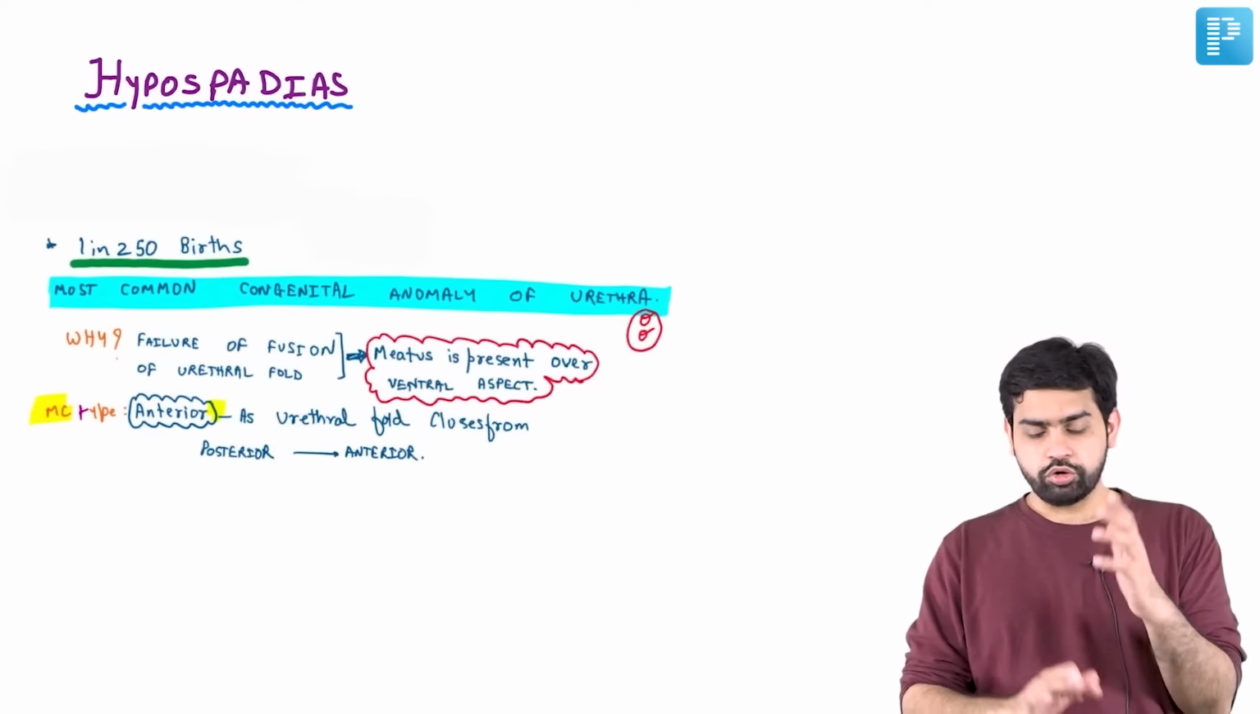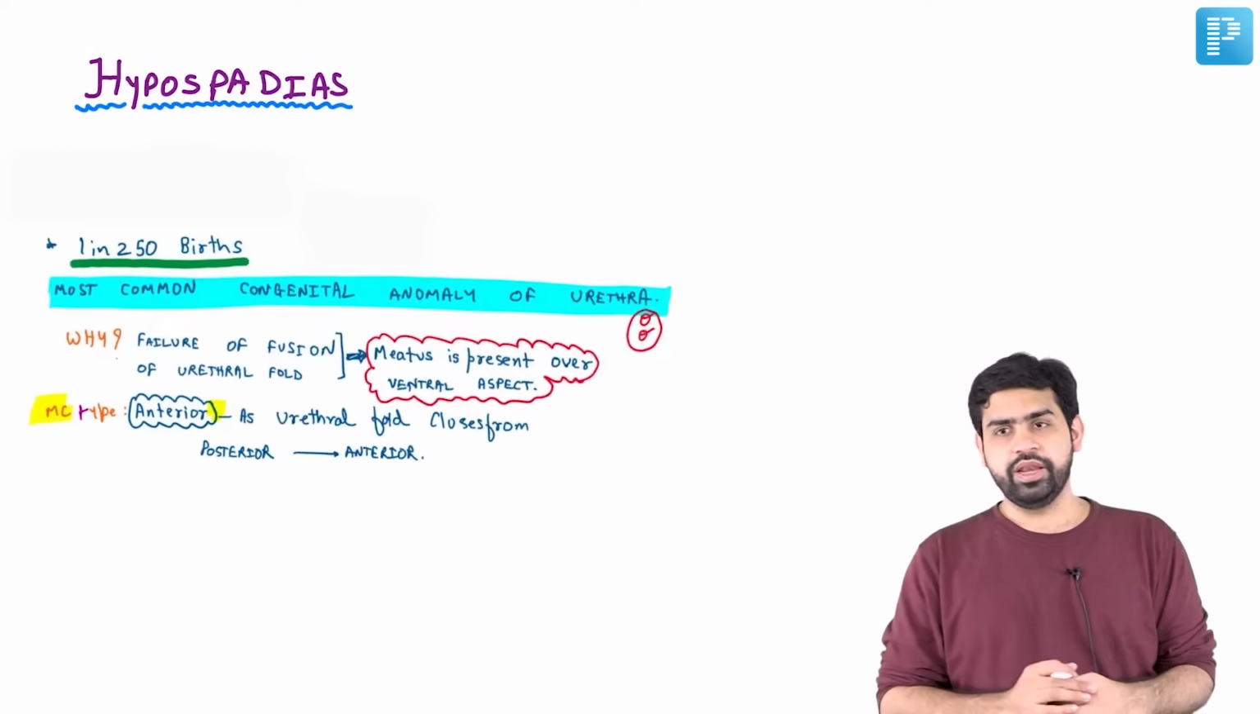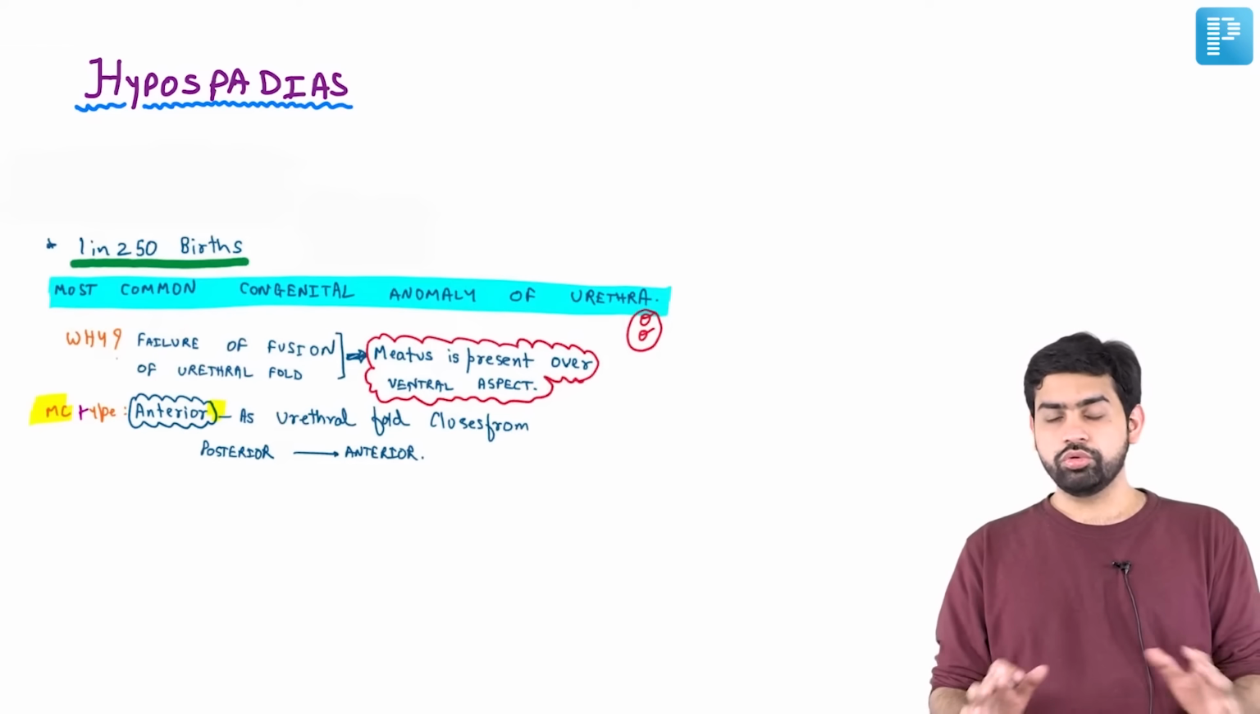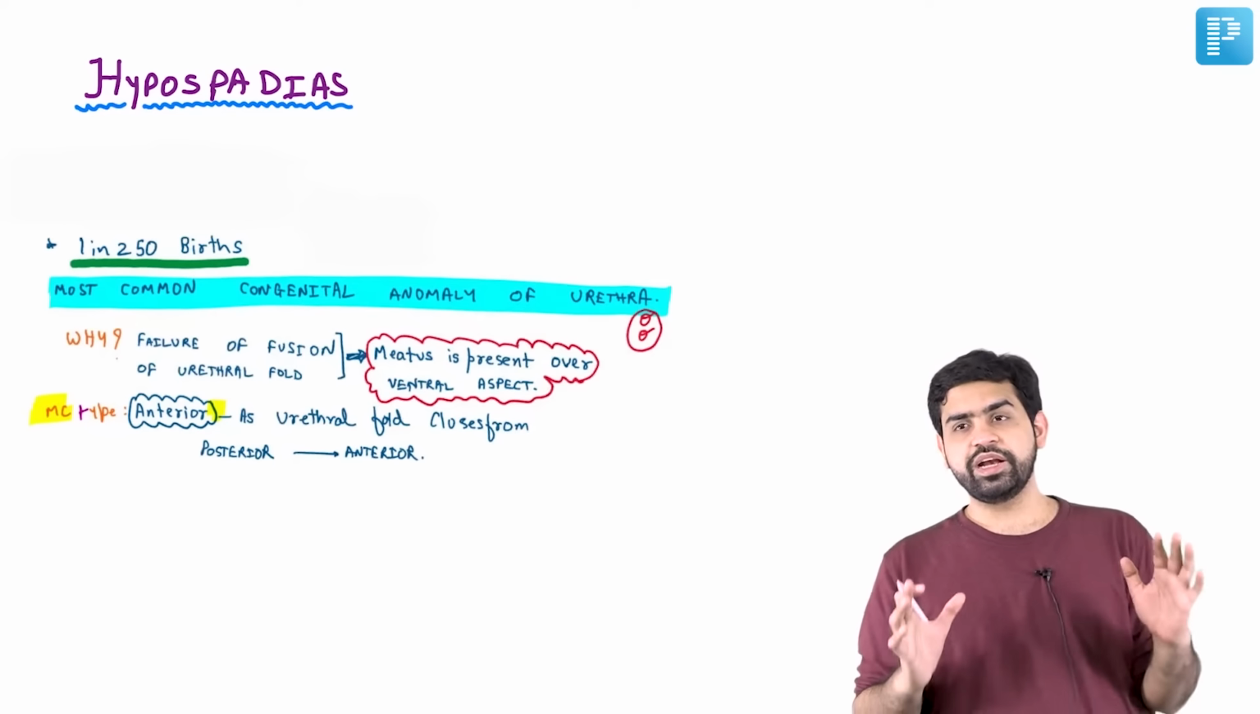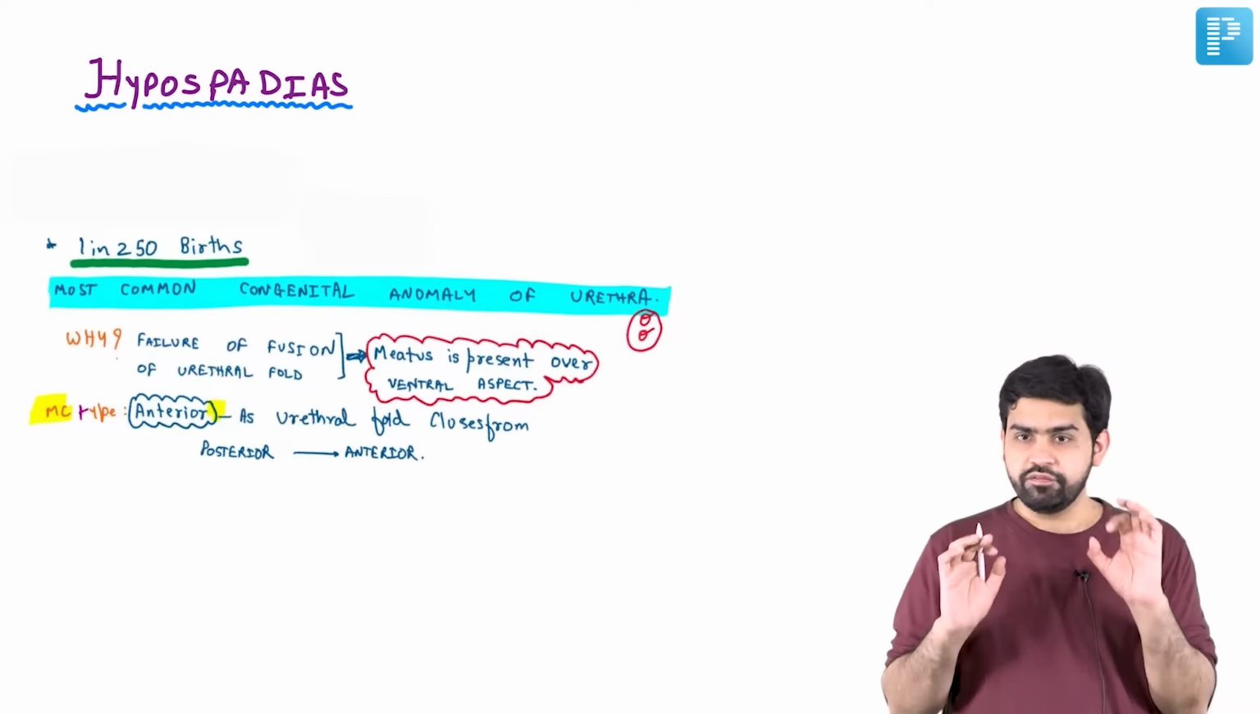Now let us move on to the next topic. The next topic which we have is hypospadias. So let's talk about how common it is. This is the most common congenital anomaly of the urethra, period. Very, very important, okay?